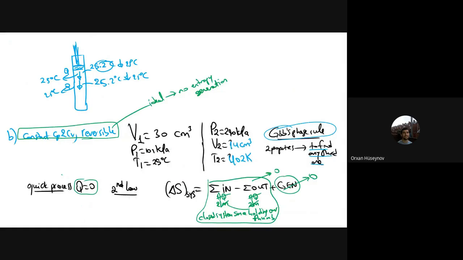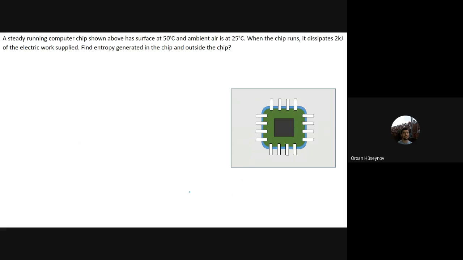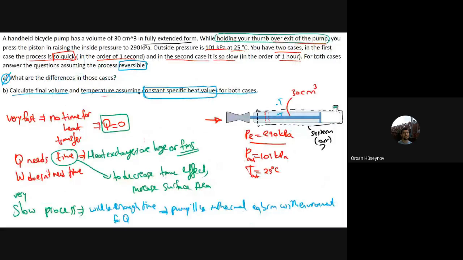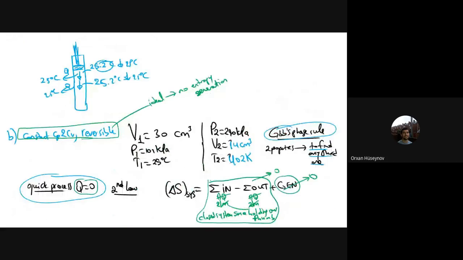This is for the quick process option. Since the process is quick, Q is 0, and generation is 0 because it is reversible, and then you will have this final result. Now, if the process wasn't quick, let me add the second option here. If the process is not quick, so a very slow process.